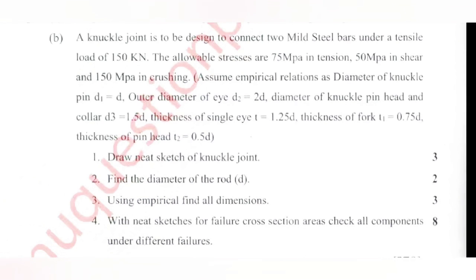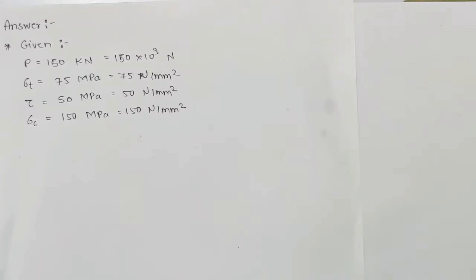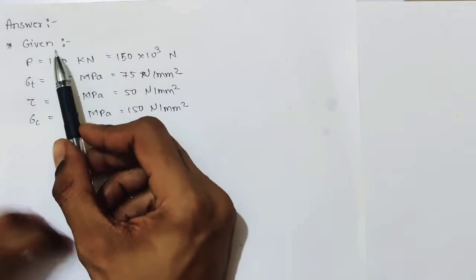If it is not given in the question paper, then you can find the same on PSG 7.139. They have asked: draw a neat sketch of knuckle joint, 3 marks; find the diameter of the rod D; using empirical relations, find all dimensions; with a neat sketch for failure cross section area, check all the components. Okay, so now we will move to the design procedure. So this is the given data. We'll start with the answer.